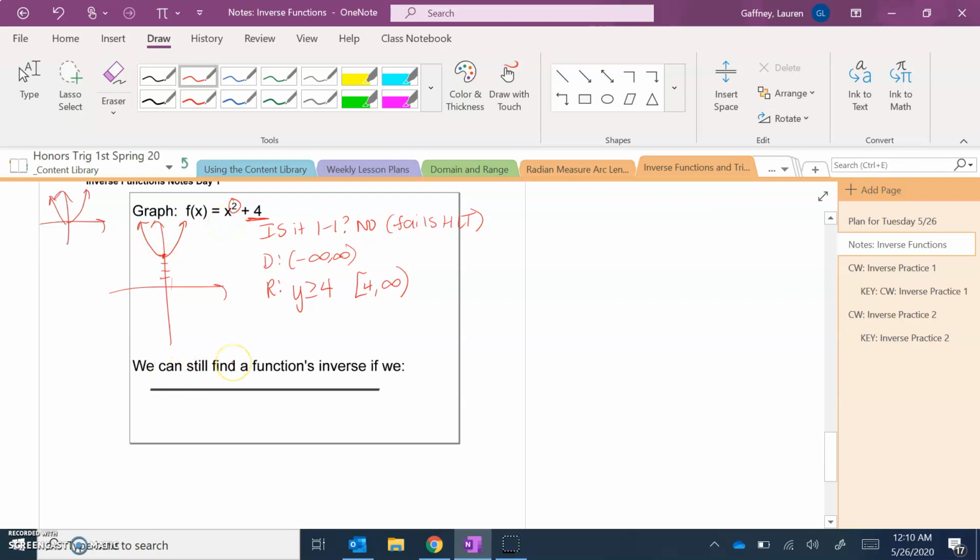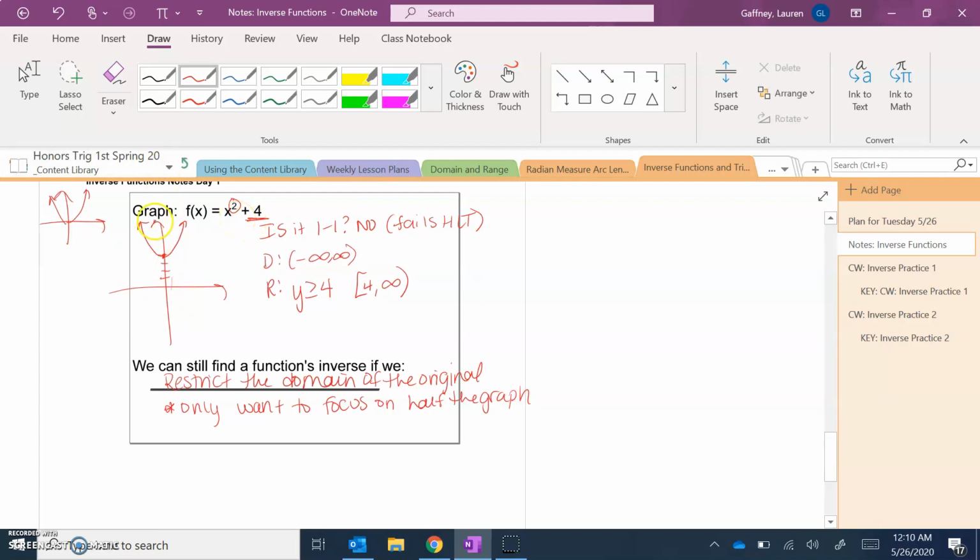Some people look at this and they say, well, if it fails, its inverse isn't a function. Well, we can still find a function's inverse if we restrict the domain of the original. We only want to focus on half the graph because we want to make sure for this parabola that it passes the vertical and the horizontal line test.